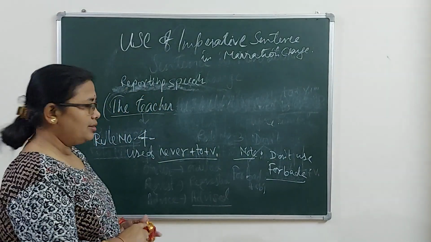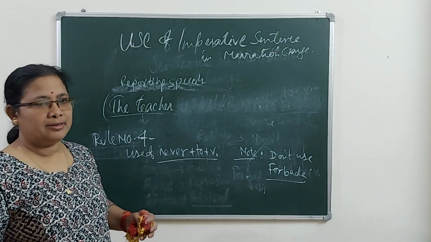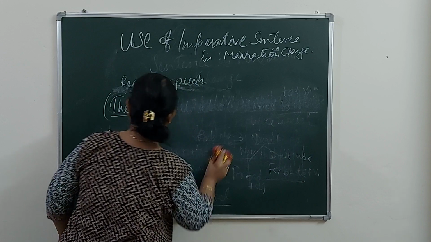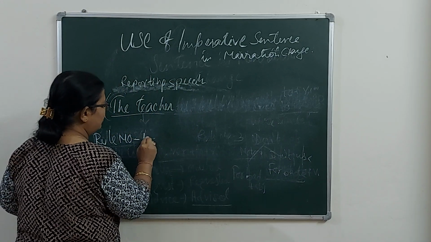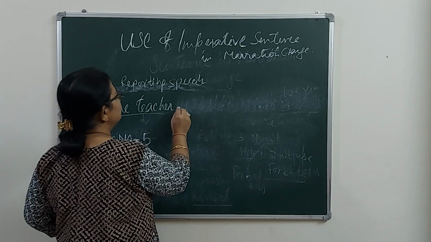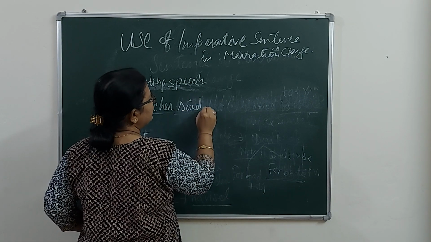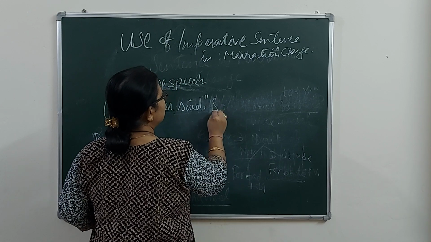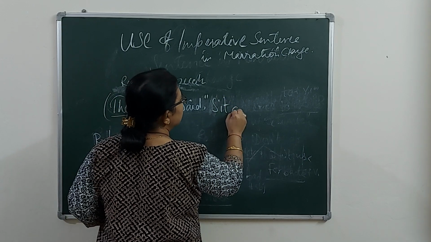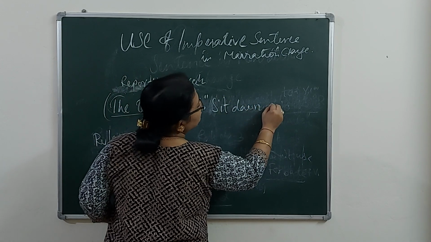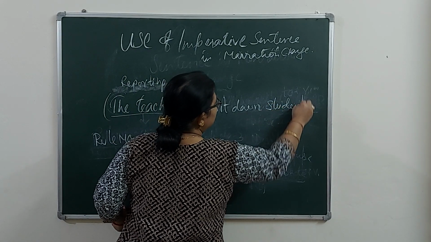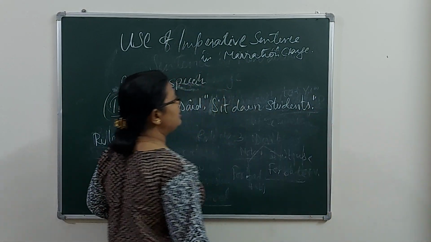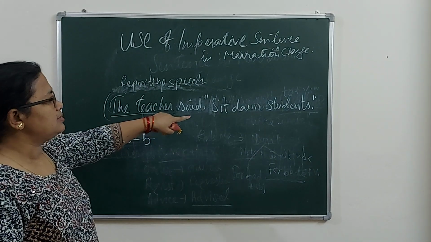Now it is different, okay? Now I am not going to give any object here. If the sentence is given without an object, then how to do it? Rule number 5, suppose. The teacher said, first let me take an affirmative sentence. Sit down, students. You are so much acquainted with this word because your teacher also says it when they enter the classroom. The teacher said, sit down, students.